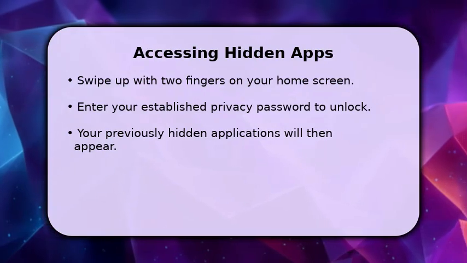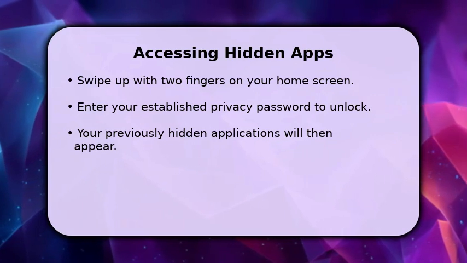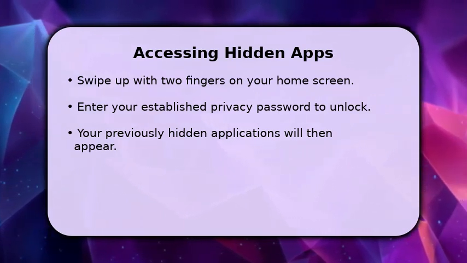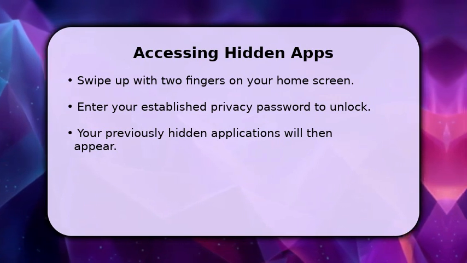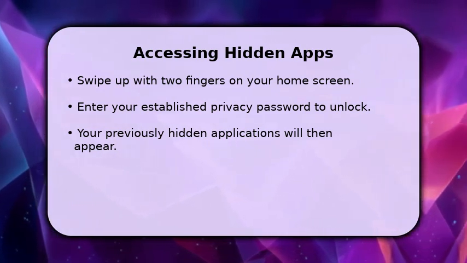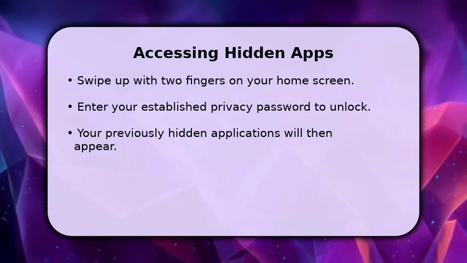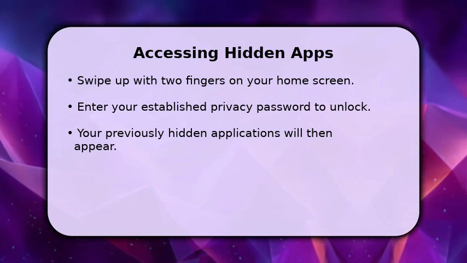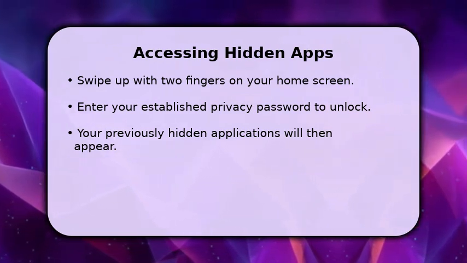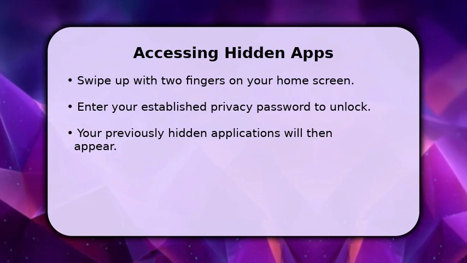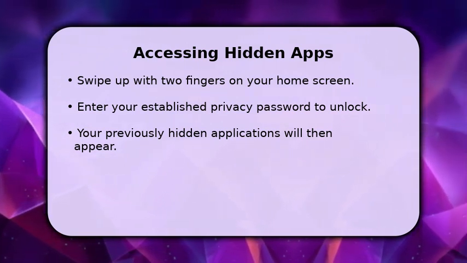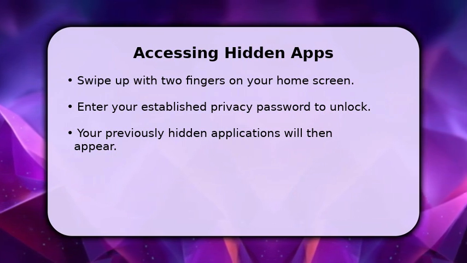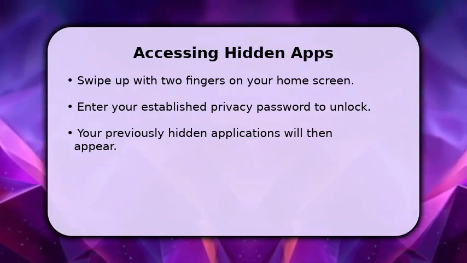To access your hidden applications, it's quite simple. From your home screen, perform an upward swipe gesture using 2 fingers. This unique gesture activates the hidden app drawer. You will then be prompted to enter your privacy password. Once you correctly input your password, all your hidden applications will instantly become visible, allowing you to use them as needed. This method keeps your private apps secure and easily accessible only to you.